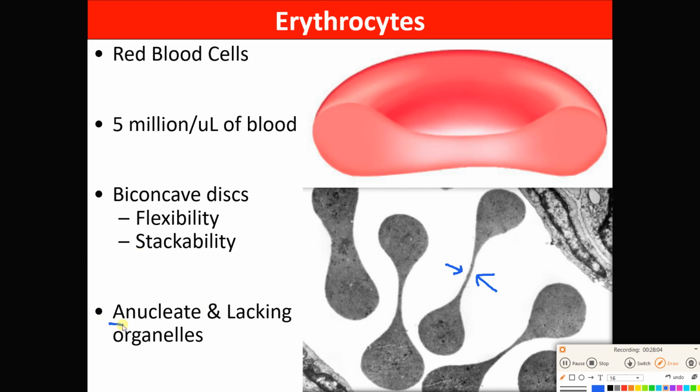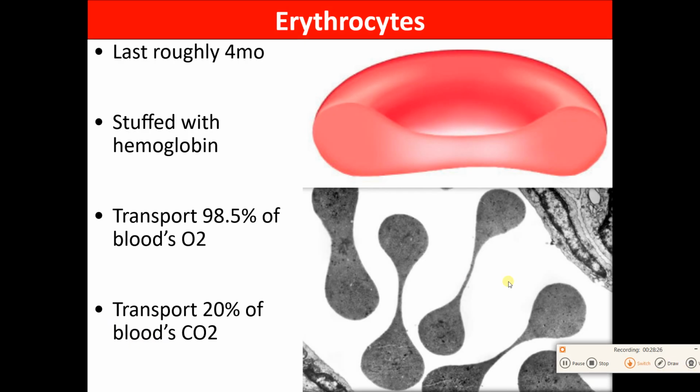Now, red blood cells are also said to be anucleate. So the prefix A means without, nucleate means nucleus, so they're without a nucleus. They also lack organelles. So there's no endoplasmic reticulum, no Golgi apparatus, no mitochondria. And this is actually really important, as we shall see.